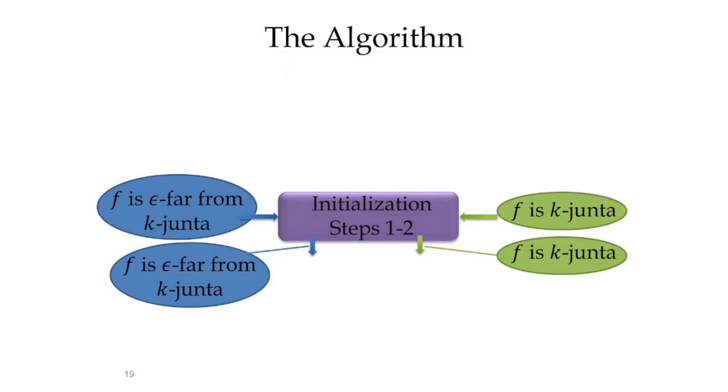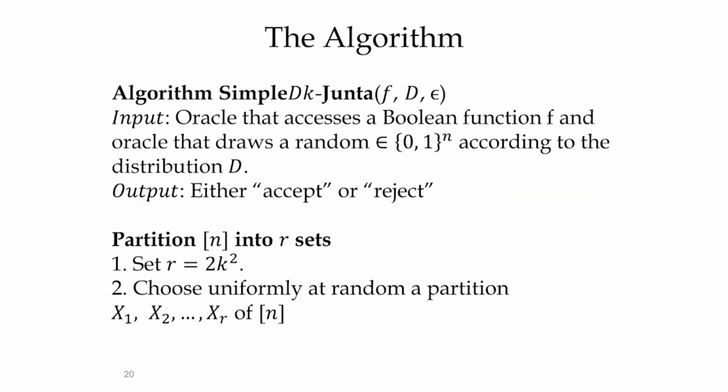Okay, let's talk about the first part of the algorithm. In the first part, we will see the initialization and a few tests. The first part of the algorithm is the initialization, where the algorithm gets a parameter k over here, a function f and distribution D over here, and epsilon, of course.